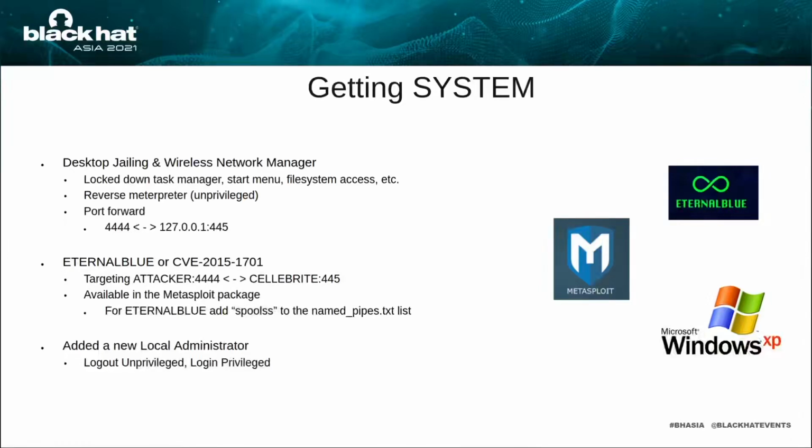Then I copied over a Meterpreter payload where I could then run it and have it connect back to a C2, which I controlled. Then I set up a local forward from my C2 to the target Cellebrite device for the port 445 so that I could deliver EternalBlue and escalate to system privilege. From here, I simply added myself a local administrator user that I could log into, and I was able to continue from there.